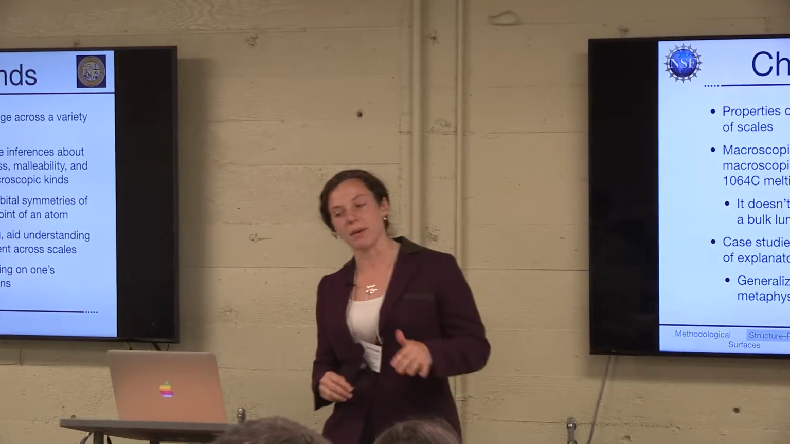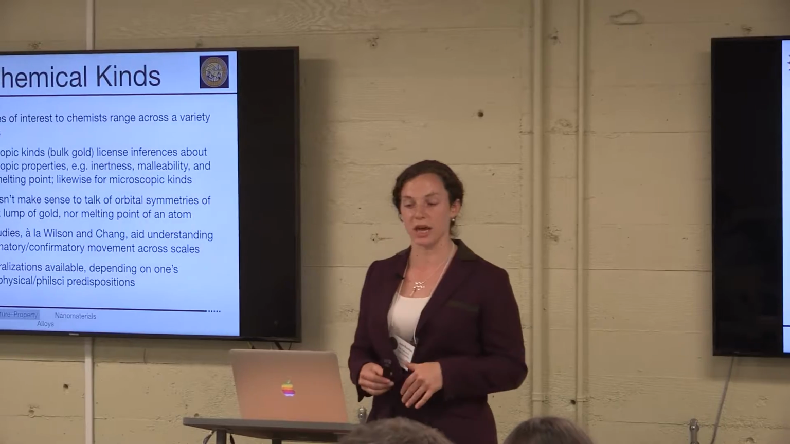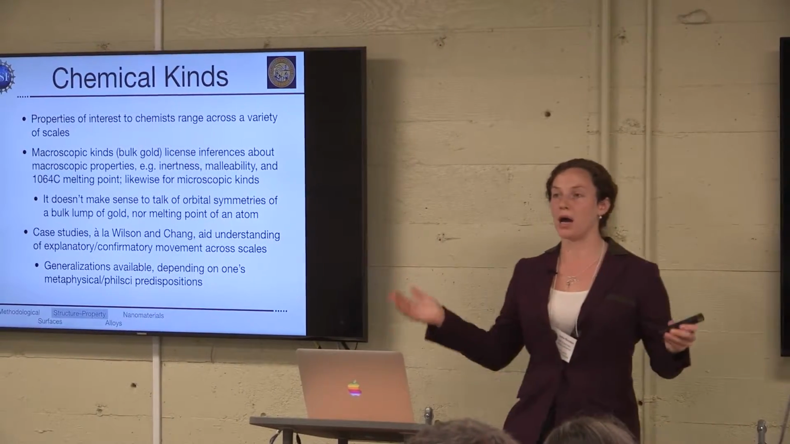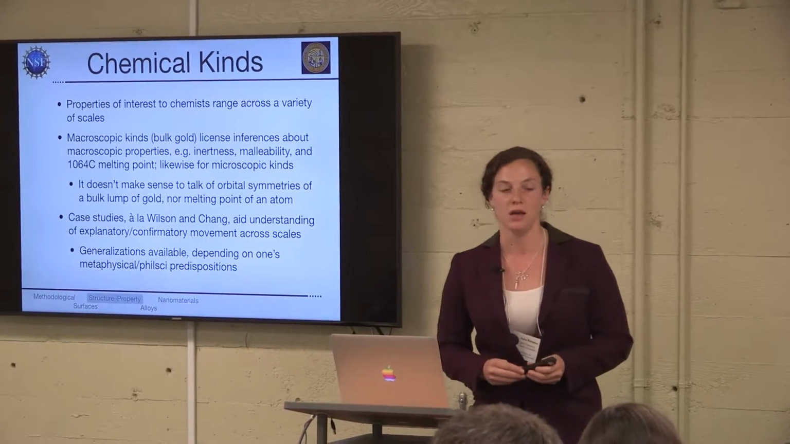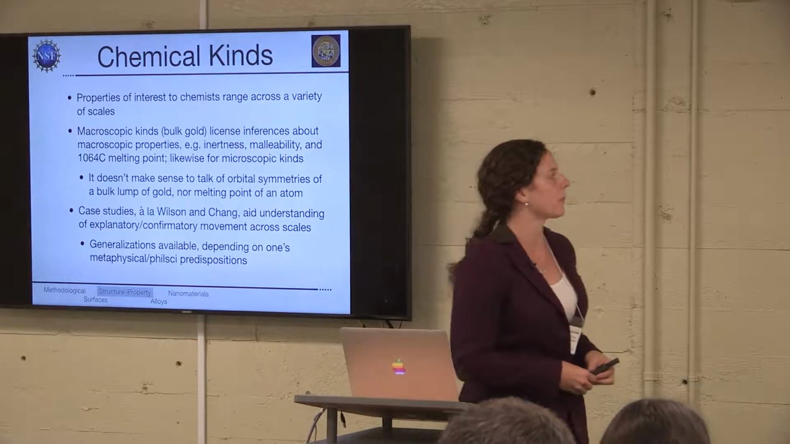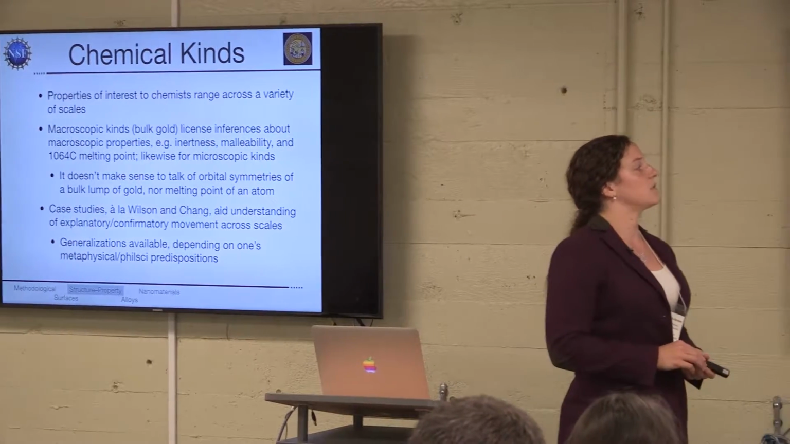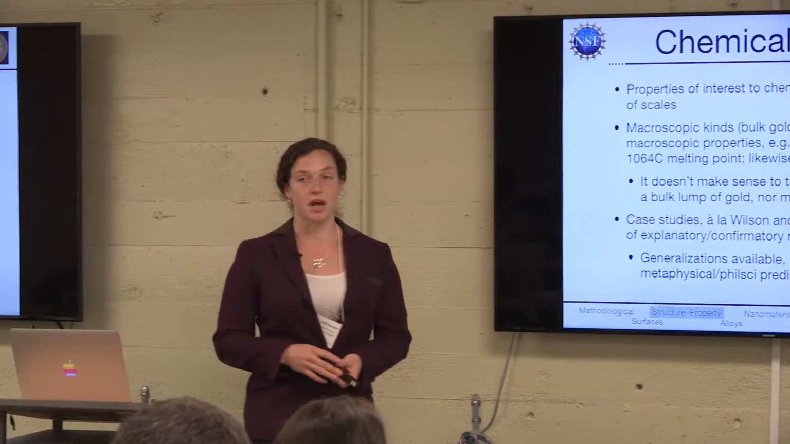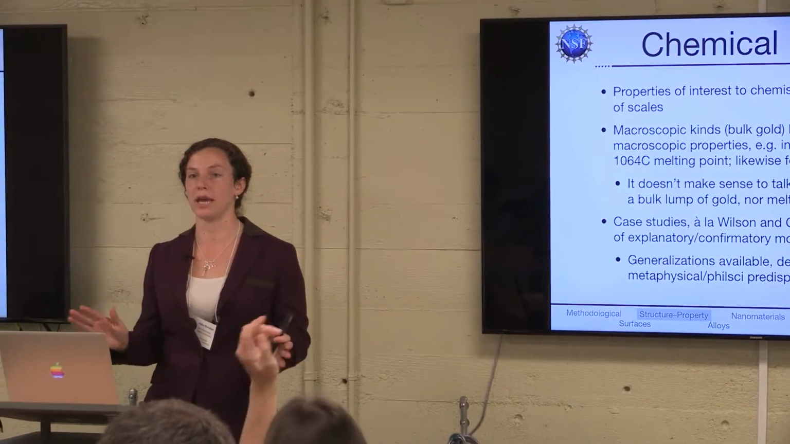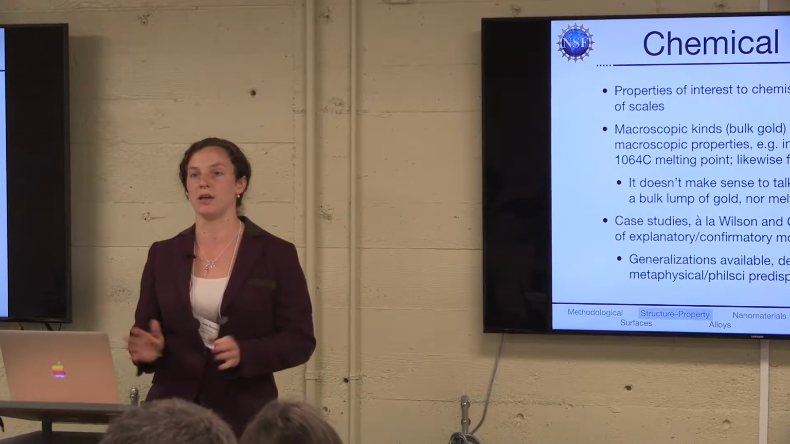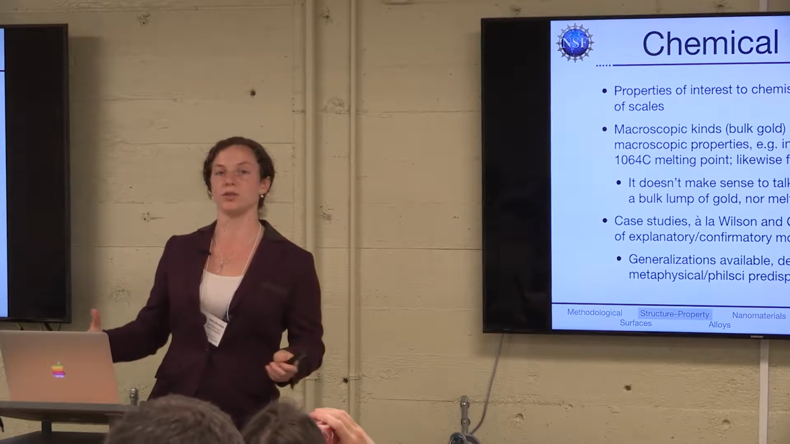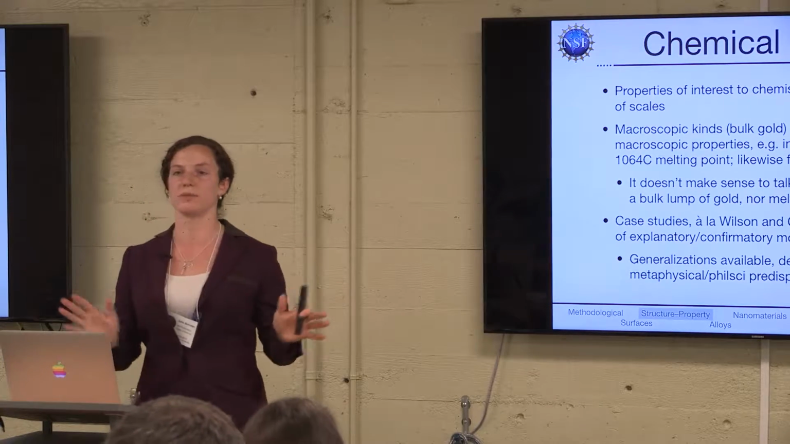So a few things to note about chemical kinds. The properties that are of interest to chemists range across a variety of scales. We're interested in bond angles. We're interested in yields of industrial scale reactions. We're interested in everything in between. Macroscopic kinds such as bulk gold license inferences about macroscopic properties, right? My bulk lump of gold can be malleable, can be ductile, can have macroscopic weight, can be yellow. My gold nanoparticles aren't the sorts of things to which those terms apply.